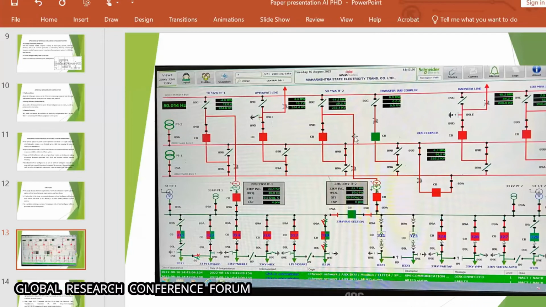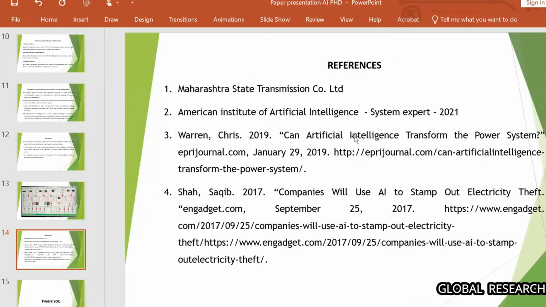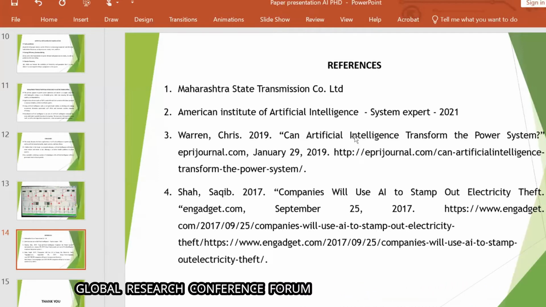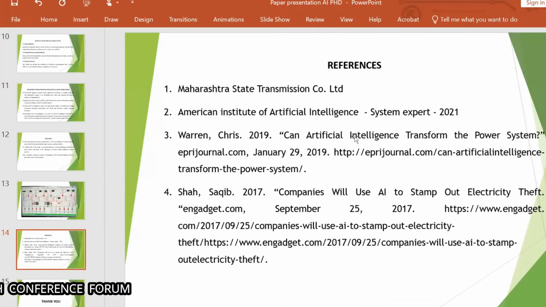And these are some of the references for my presentation. I visited the State Electricity Board. I interviewed some of the people, from assistant engineers to the chief engineer. I gathered the information and put it on the paper.